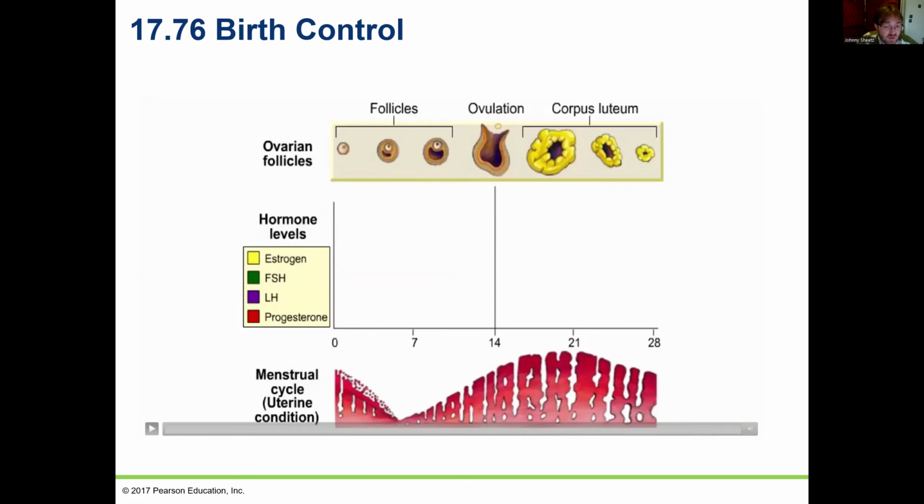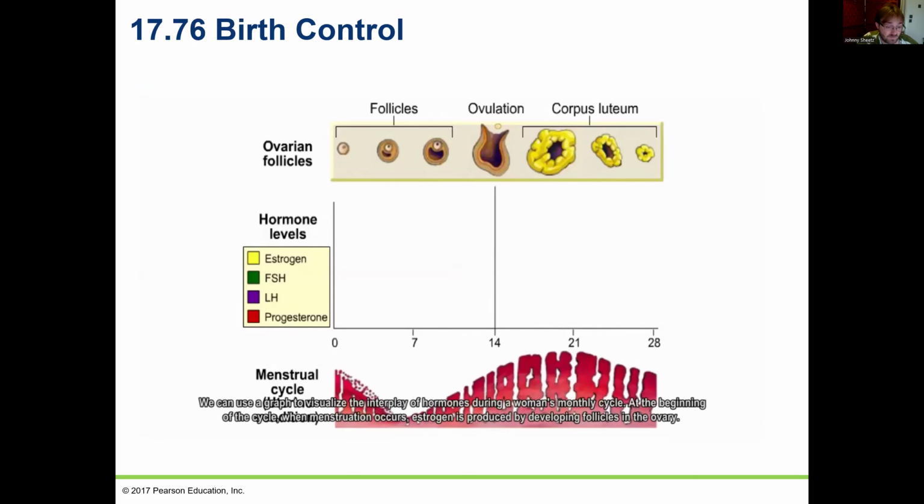So here you can see this is how birth control is going to be affecting the hormonal cycles. To visualize the interplay of hormones during a woman's monthly cycle. Right. At the beginning of the cycle, when menstruation occurs.